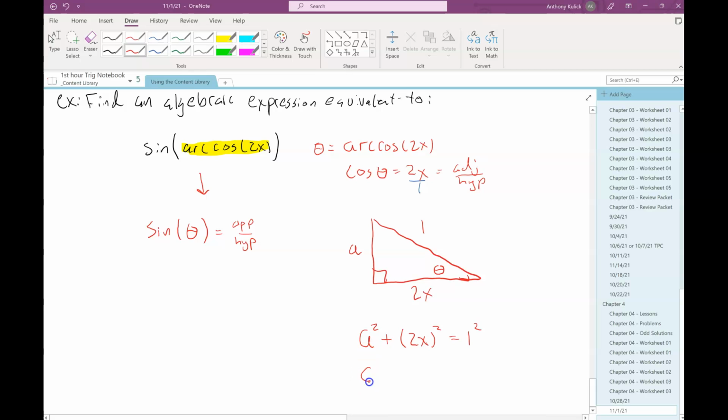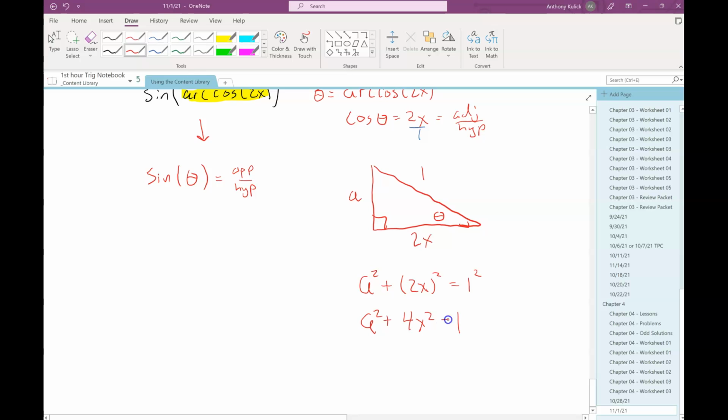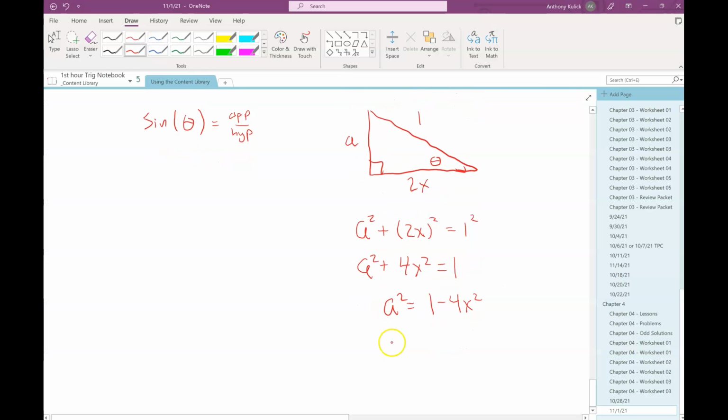Okay. 2x squared is 2x times 2x, so that would be 4x squared. And 1 squared is just 1. And then we'll subtract 4x squared from both sides. And then we'll square root both sides. Everybody so far so good? Notice that I dropped the plus or minus that I would normally put on there for square rooting both sides.